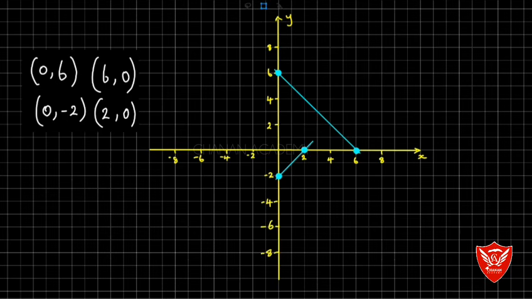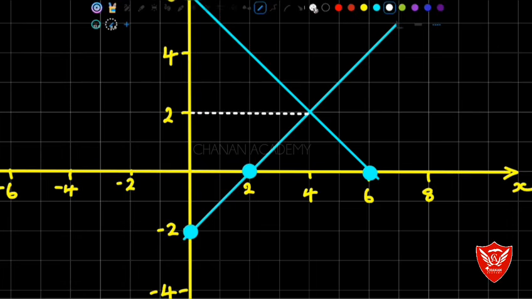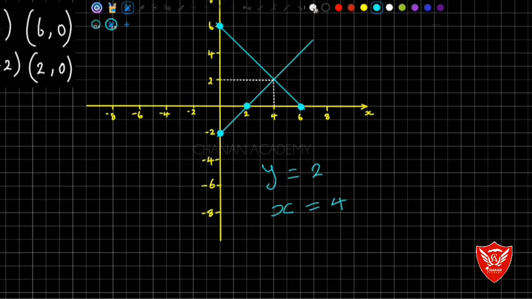So let's extend the second line, the equation 2 line, and see where the two lines are going to intersect. If we extend the line, it's going to be like this. Alright, let's zoom in to see where the intersection happened. It is at 2 on the y-axis and at 4 on the x-axis. So therefore our solution is that y is equal to 2 and x is equal to 4. This is how the graphical method is done.